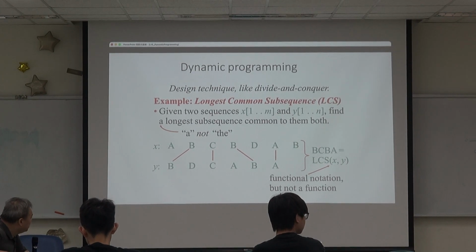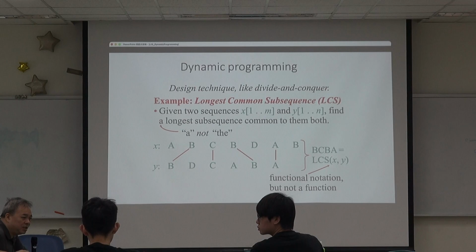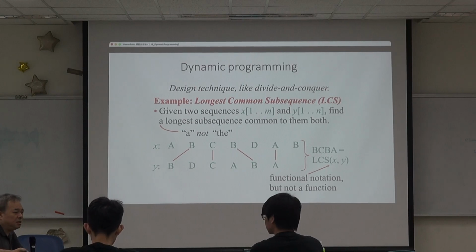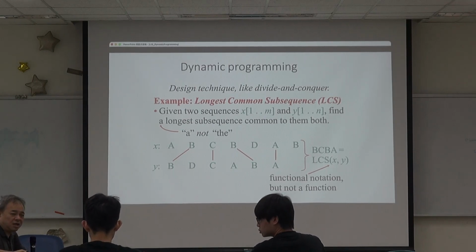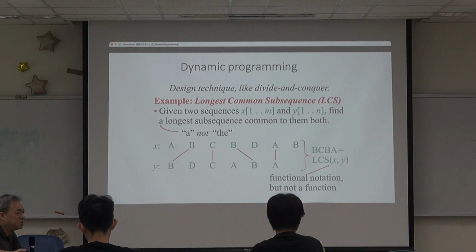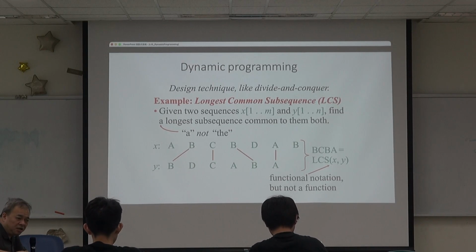So this, if we use LCS(X, Y), is a function notation. I mean, it could return different longest common subsequences. So that means this function is not well defined.